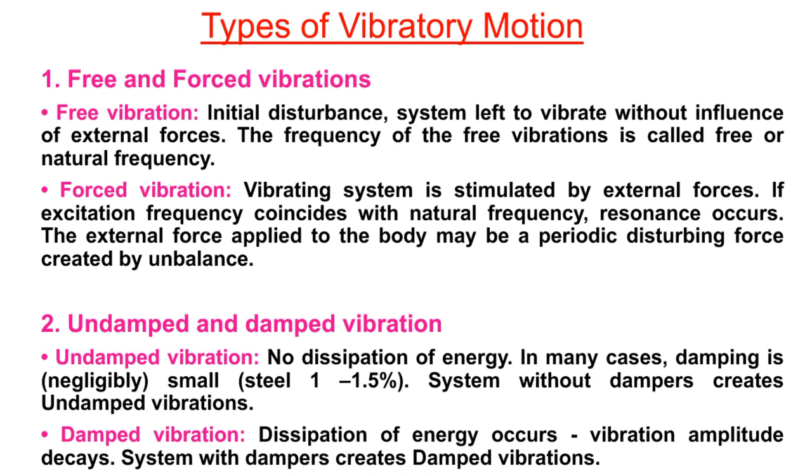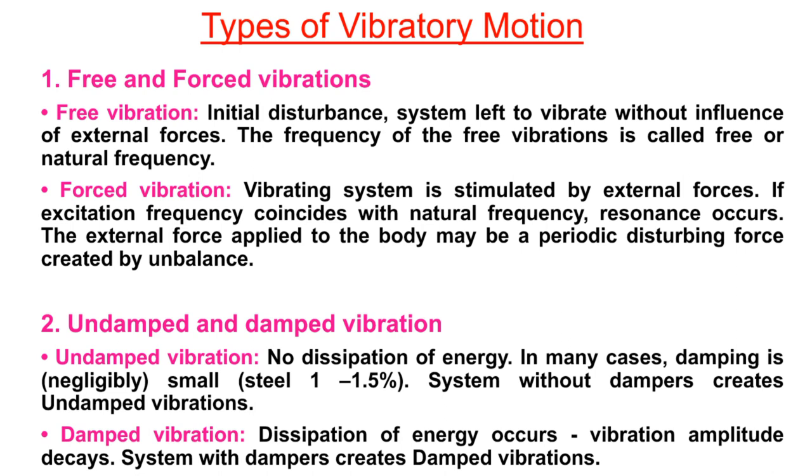Second, undamped and damped vibration. So what is undamped vibration? When no dissipation of energy is there, this type of vibration is called undamped vibration. No dissipation of energy. What is damping? We have studied previously. Damping is resistance to vibration. That means no resistance to vibration is there due to dampers. At that time, this vibration is called as undamped vibration. That is, no resistance means no dissipation of energy.